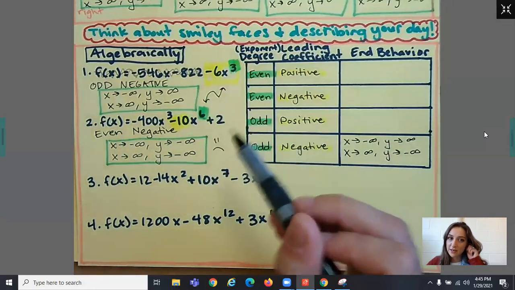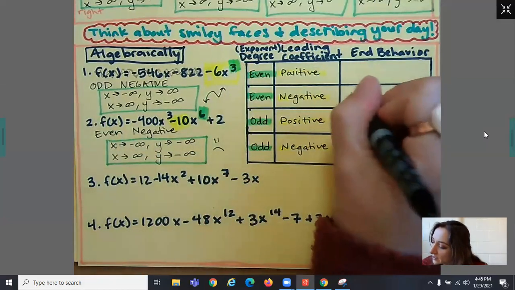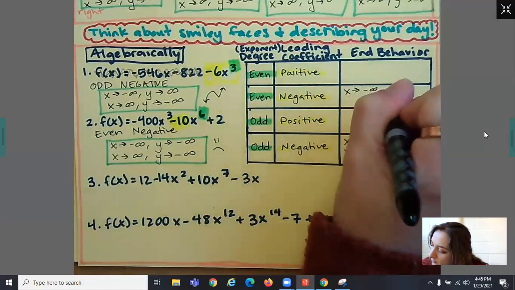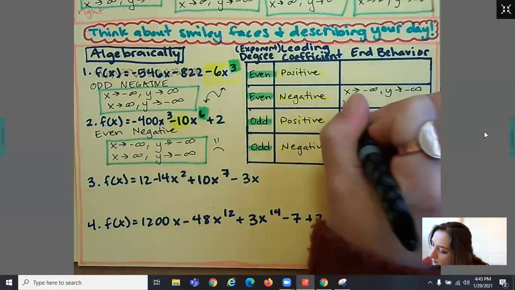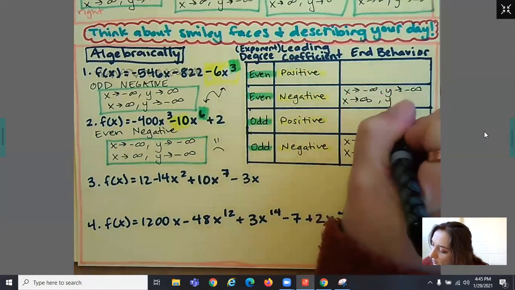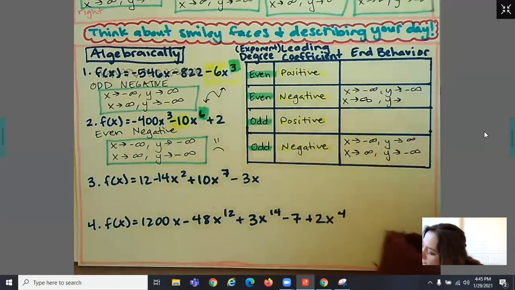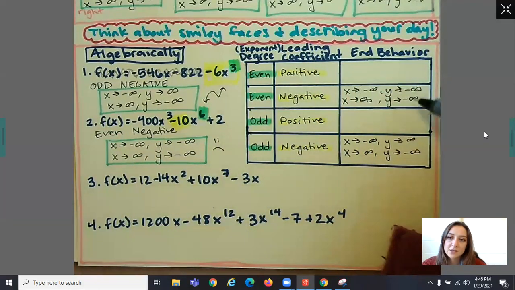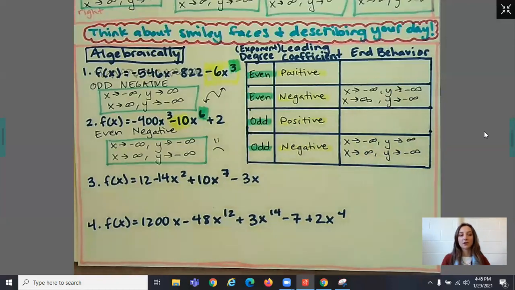Okay, so let's go ahead and write this down for even, negative. As x goes to positive infinity, y goes to negative infinity. So both of these things are the same. That's what we call our even. These are different. That's why we call them odd.